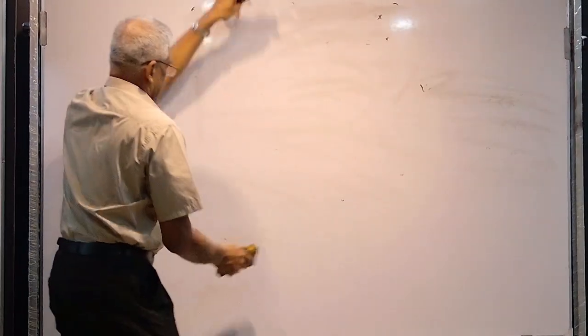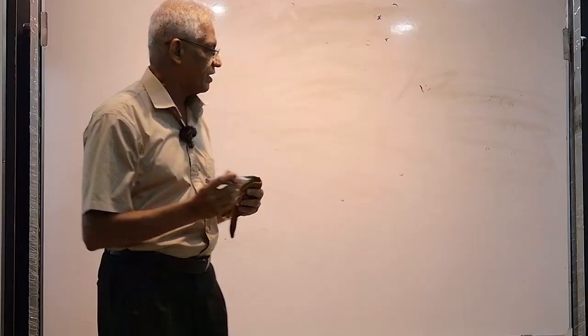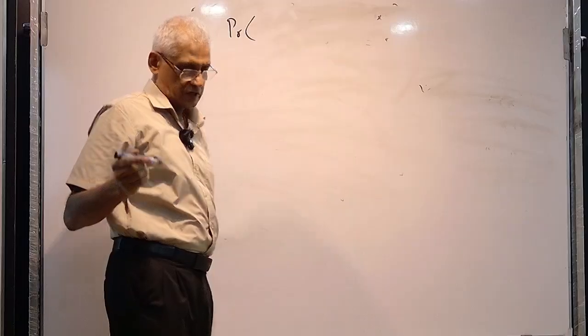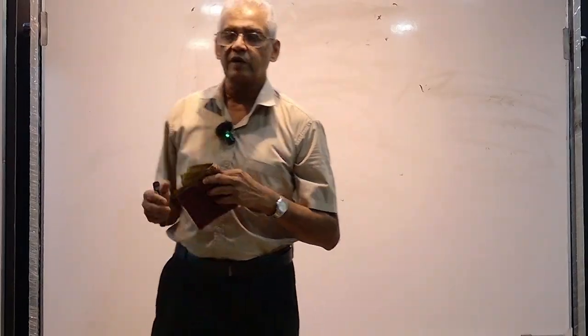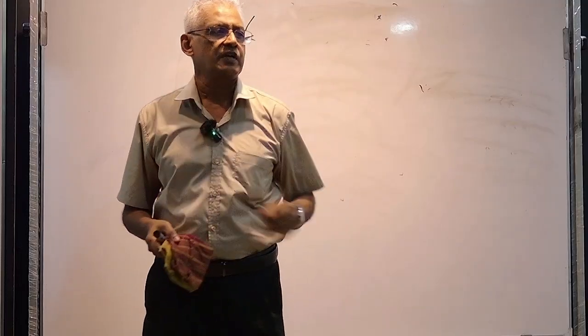So you have n trials. The probability of a success is the same in each trial. So what is the probability? What are the possible values of x in this case? What are the possible values of x? Capital X. X is the number of successes.